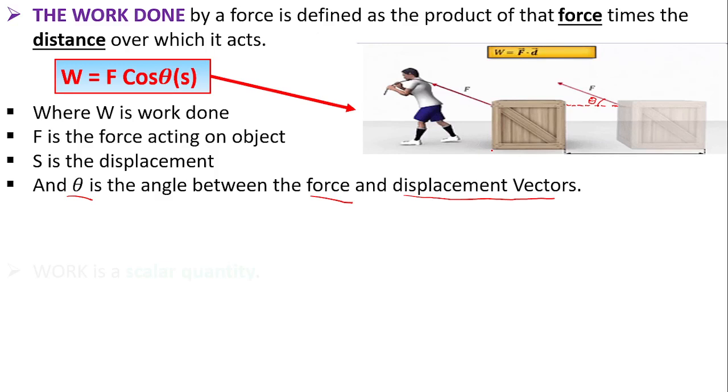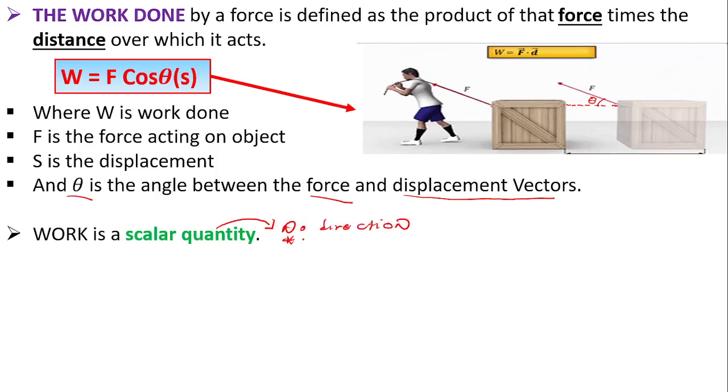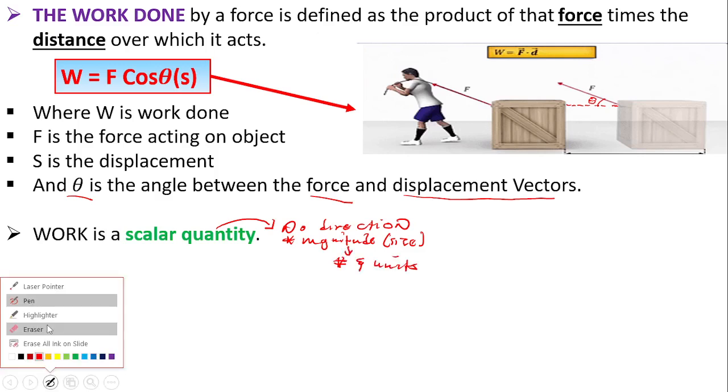Work is normally a scalar quantity. When you talk of a scalar quantity, that simply means that there is no direction. So it has only magnitude, which is the same as the size. And this magnitude has a number and the unit. These are the only two things that you need to understand when you are trying to represent the work done. So work is a scalar quantity, like I have already stated.